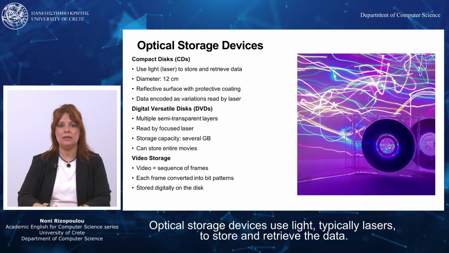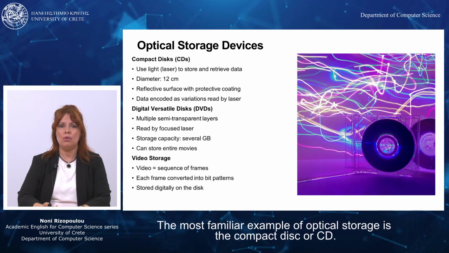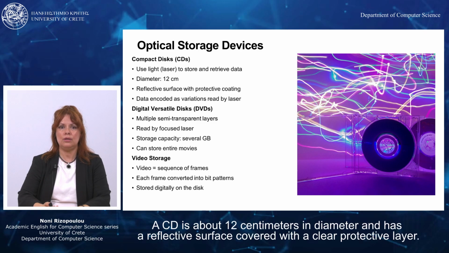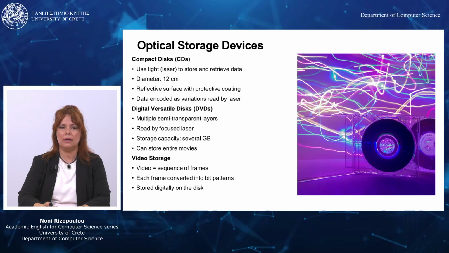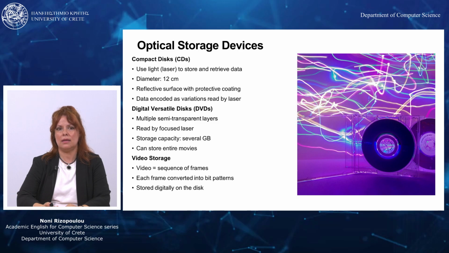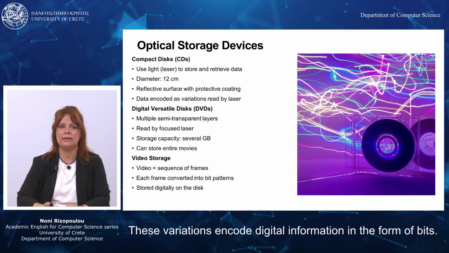Optical storage devices use light, typically lasers, to store and retrieve data. The most familiar example of optical storage is the compact disc, or CD. A CD is about 12 centimeters in diameter and has a reflective surface covered with a clear protective layer. Data is recorded by creating tiny variations on the reflective surface, which a laser reads as the disc spins. These variations encode digital information in the form of bits.